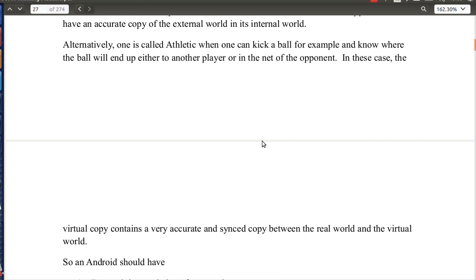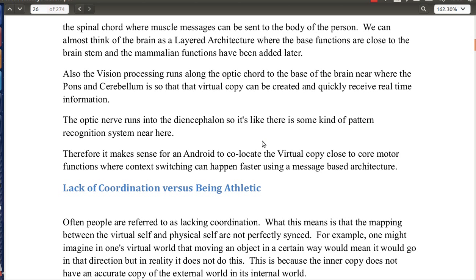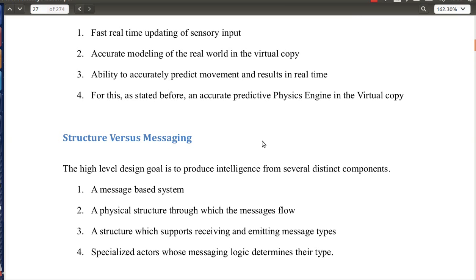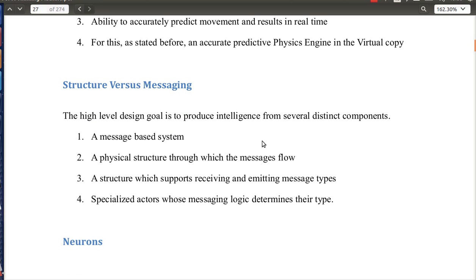Then I talk a little bit here about lack of coordination and being athletic, and I talk about coordinating the physical with the virtual, and if the two are out of sync, then maybe you can be what people might say is someone who needs help to improve their coordination. And then I talk here about the structure of a person versus the messaging, so there's the physicality of people, and then there's the messaging side. A human being isn't just a pure messaging system. A human being has a body.